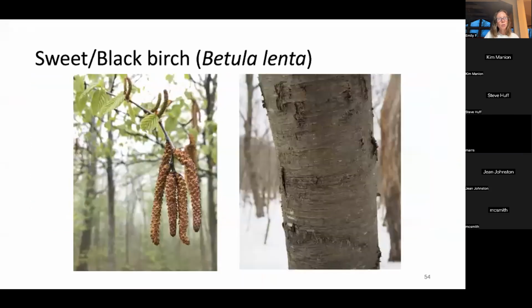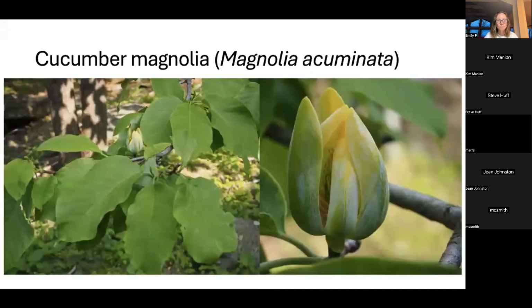The next one is going to be the sweet or black birch. And again, we talked about birches earlier. They have these catkins, male pieces hanging down. They're also called staminate. And then we have the female pistillate flowers that are headed up. And our black birch is where we're going to start seeing those lenticel lines, and we're going to be able to identify that tree by the bark if we haven't seen that already.